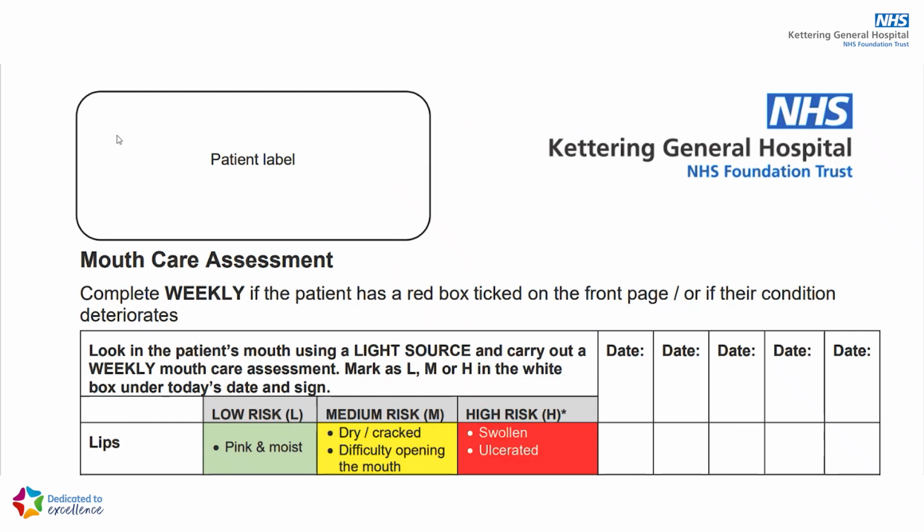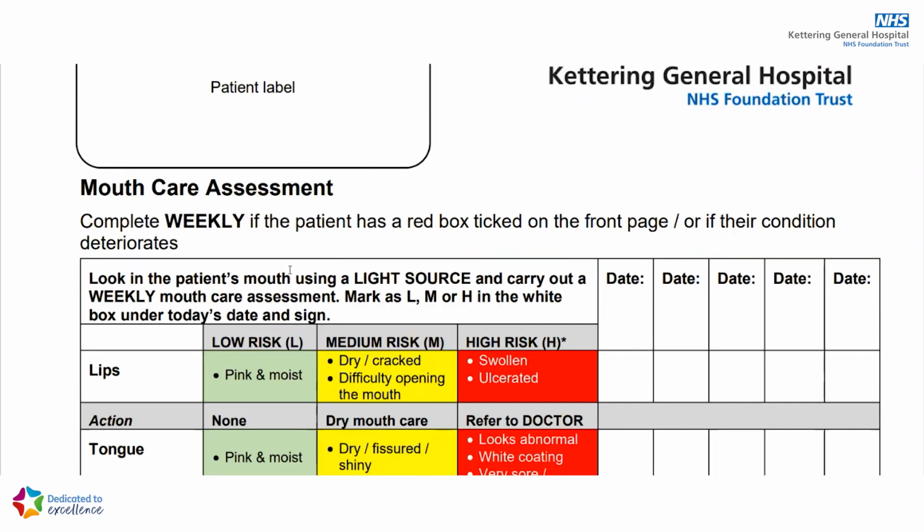So from a form perspective, we're going to add a patient label. We then need to be aware that the assessment needs to be completed weekly. It is the registered nurse's responsibility to complete the screening tool. There's 5 elements of the patient's mouth that we're going to assess, and they are the lips, tongue, teeth and gums, cheeks and palate under the tongue, and the dentures if the patient has any. This includes full or partial dentures.